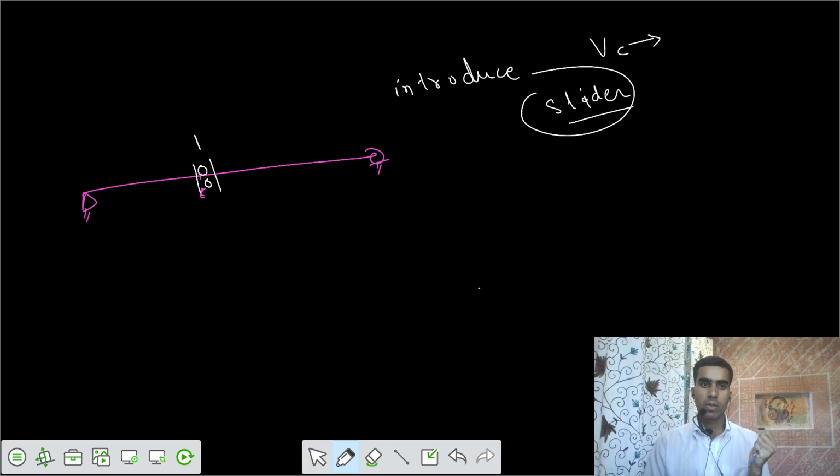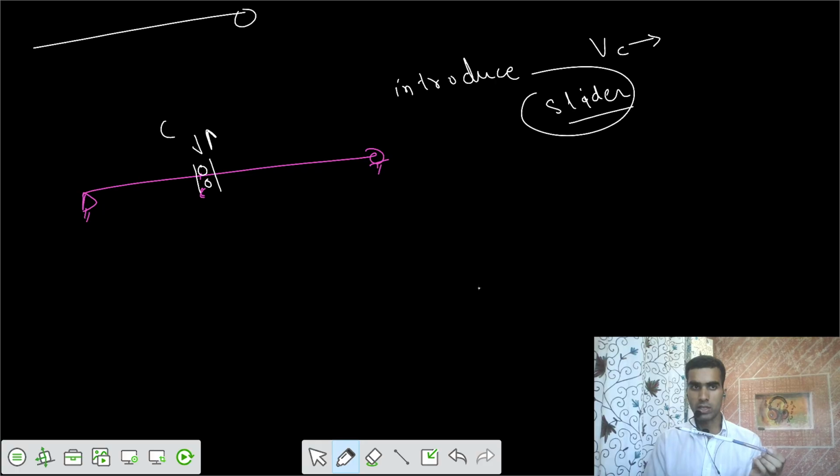Once you apply a slider in this fashion, this part we can have. Let's say this is your slider here, and we have this beam, and we are talking about this point C. Initially, we need to get the shear force at this point C, so we say you introduce a slider.